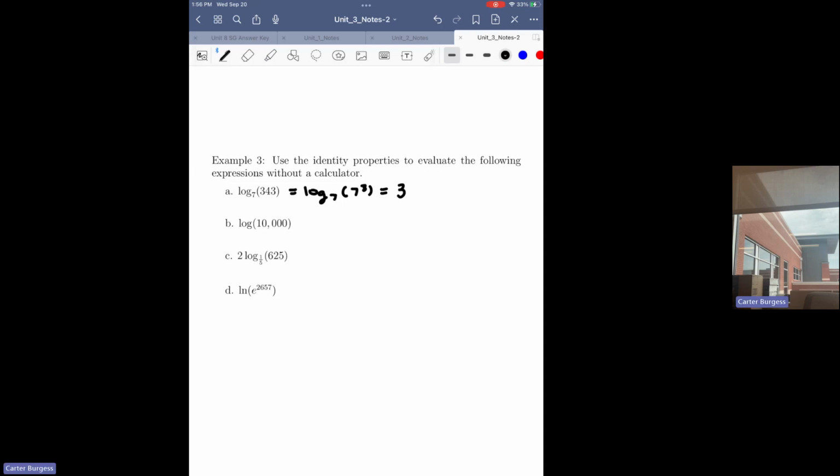Yeah, exactly. And then for C, a lot of people are getting a little bit tripped up by that 2. That 2 just multiplies after you have evaluated the logarithm. So you would first do the log base 1/5 of 625, and then multiply that result by 2.